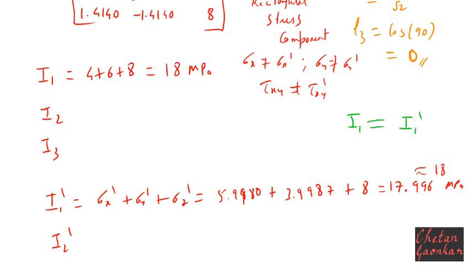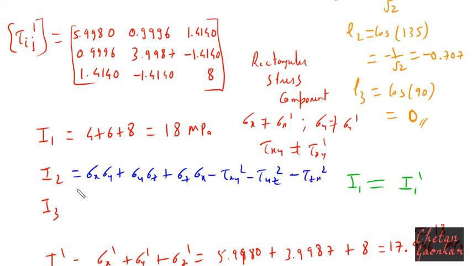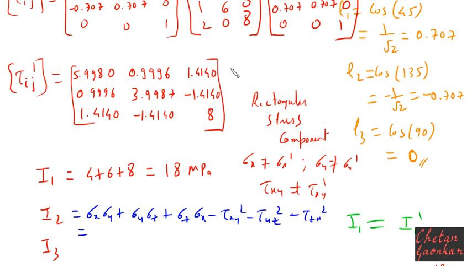Now similarly we will find I2. How much is I2 now? We know that I2 is sigma x sigma y plus sigma y sigma z plus sigma z sigma x minus tau xy square minus tau yz square minus tau zx square. And this value from here we'll be able to find as around 99 megapascals.